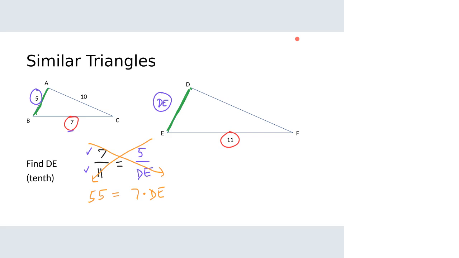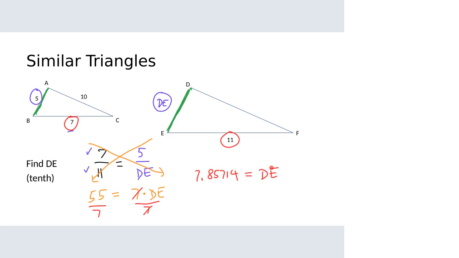Perfect, Karina, Stephanie, you're exactly right. We're going to divide on both sides. I'm going to divide by 7 on the right so that those cancel. If I divide by 7 on the right, I also have to divide by 7 on the left. And so what I end up with on the left-hand side is 55 divided by 7, 7.85714, and on the right-hand side, I have DE.